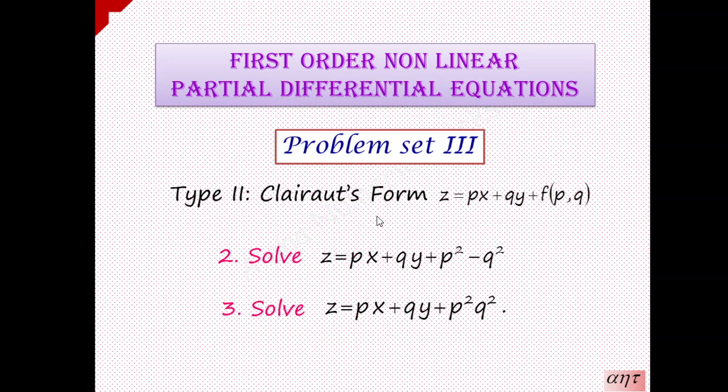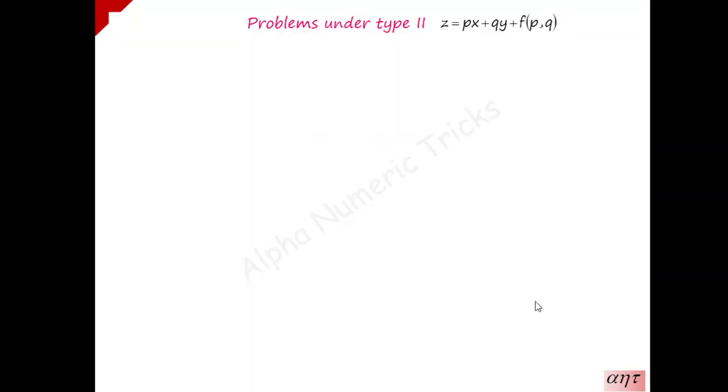Now we are going to see how to get the solution of these two problems one by one in this video. Let us see how to get the solution of z is equal to px plus qy plus p squared minus q squared. Number the given problem as equation 1, and the first problem is available in the previous video.